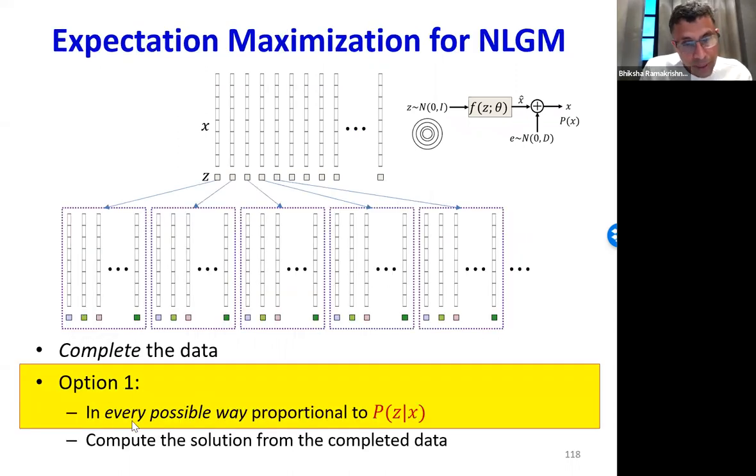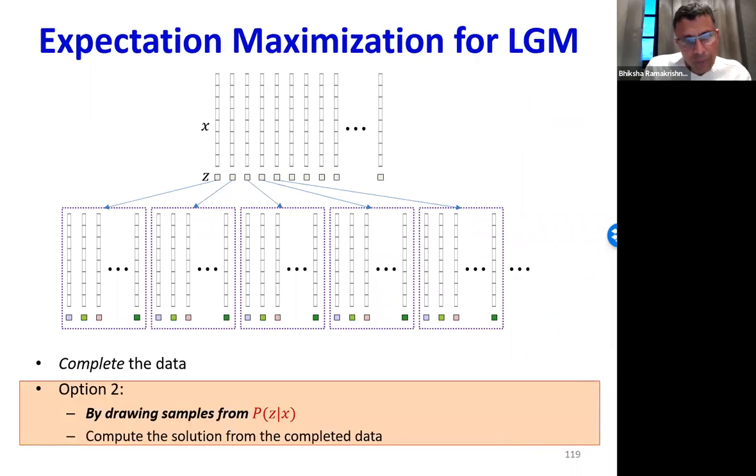So there are two ways of doing it. We can complete Z by sampling in every possible way proportional to P of Z given X. Remember? And then we can compute the solution from the completed data, right? Or we could sample. We can draw samples from P of Z given X and compute the solution from the completed data. Everybody remember this?